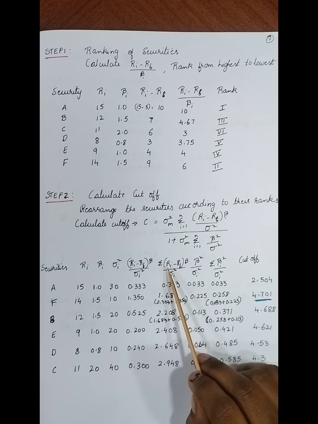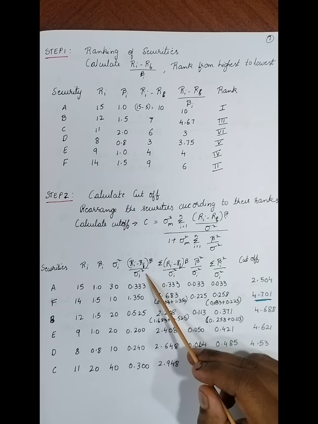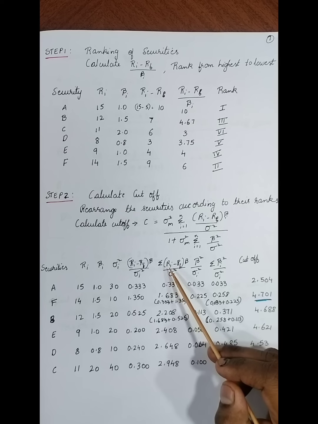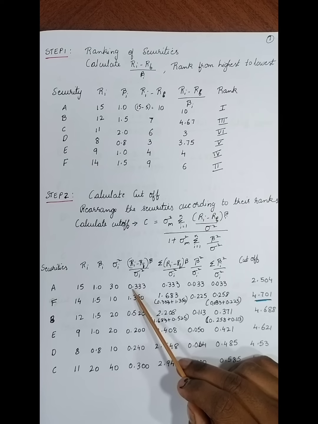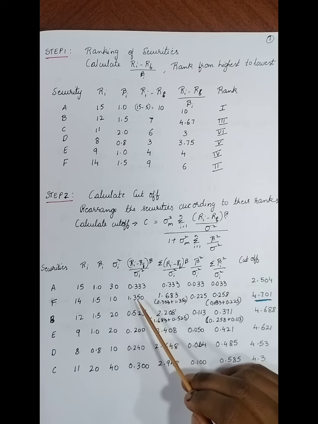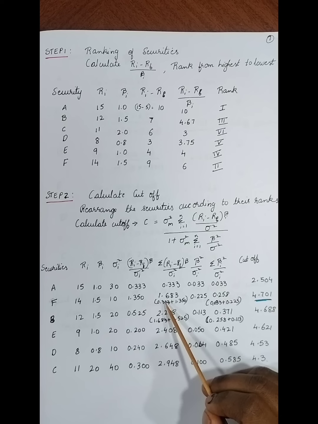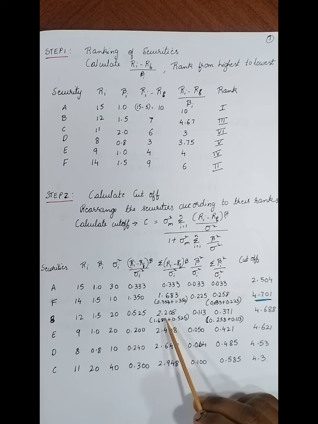Now, this is the important point: the summation of Ri minus Rf divided by variance, into beta. So we have got these values. Now we have to find the summation. Here it is a cumulative summation. Please note this is a cumulative summation, that is 0.333. Then the next value is got by adding 0.333 plus 1.350, so we get 1.683.